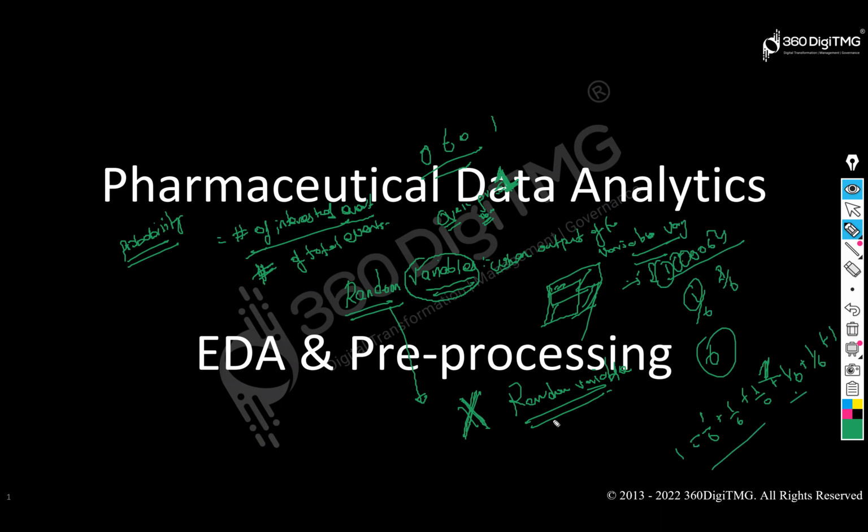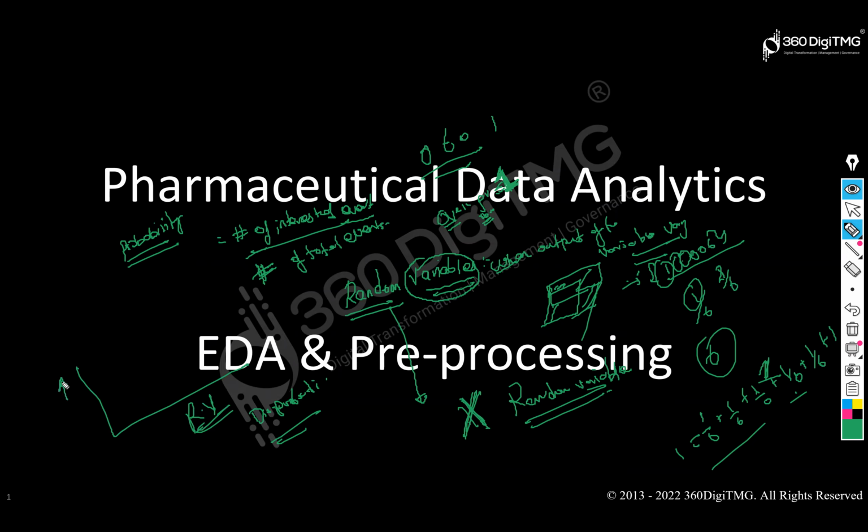Now, if your random variable is discrete, what is discrete? It doesn't have a decimal point, that is categorical data. In that case, it is called a discrete probability distribution. So if your random variable, which is always on the x-axis, has a probability distribution with discrete values, that is called a discrete probability distribution. If your random variable is continuous, that is numerical data, then it is called a continuous probability distribution.